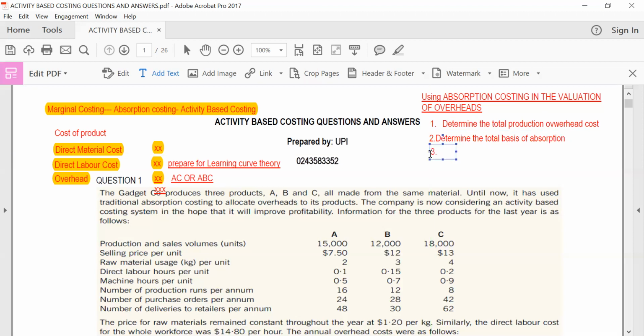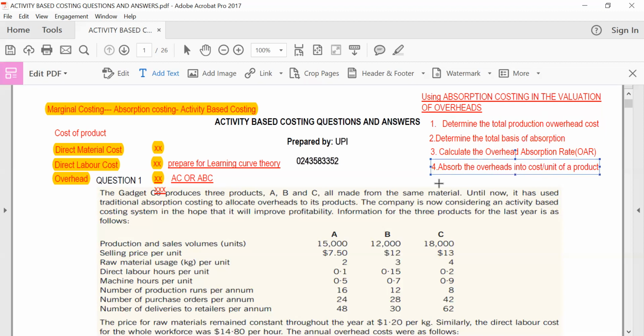Step three, calculate the overhead absorption rate, and the overhead absorption rate is what we call OAR. Then step four, what do you do? You absorb the overheads into cost per unit of a product.